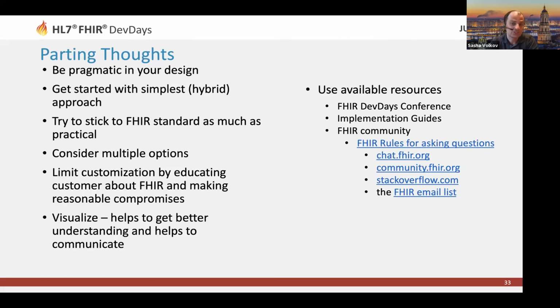Actually, there was a session this time, one of the first sessions about FHIR community resources. That was great. And of course, you can use Zulip, Stack Overflow, email list. Great. And we mentioned here many sessions that have been covered in this FHIR Days and previous Dev Days that helped a lot with coming up with the different options for this solution.